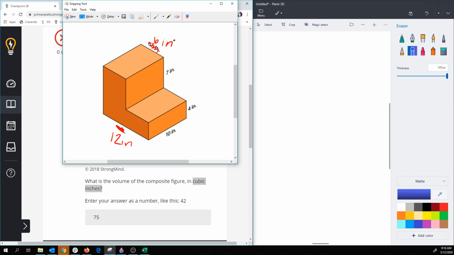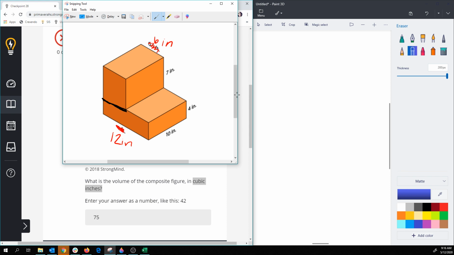Okay, so now I need to find the volume of this shape. And since it's a composite figure, we kind of need to do a little bit of visualizing to see where I can cut my figure. I'm going to cut it to make 2 boxes right here. So if I were to cut it right here, I would have that bottom flat box, and then I would have the smaller, taller box on top, sitting on top of it, okay?